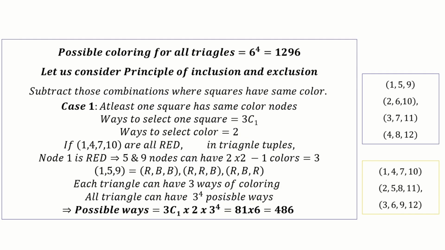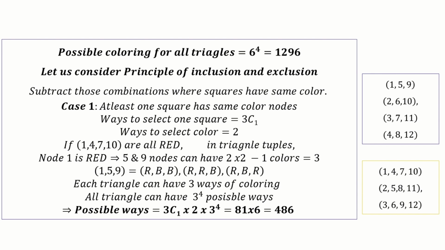Now next. This case includes not only exactly one square with the same color, but at least one square with the same color. Understand that. If you subtract this, is this the answer? No, because you can also have at least 2 squares, or 3 squares, with the same color, still included in this. So those things we should also consider, subtracting or adding based on the principle of inclusion and exclusion.